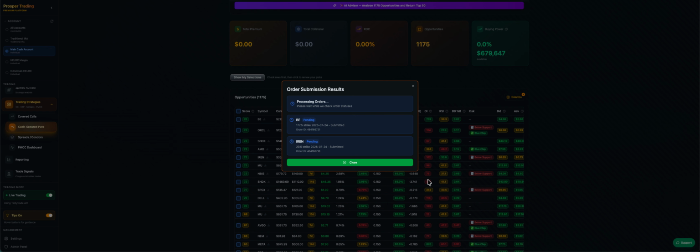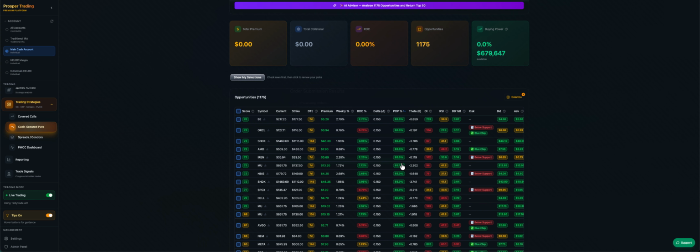Processing, and off it went. And I could see that those filled. All right, that was it. That took me about 15 minutes. That's my daily process. Sometimes I'll spend a little bit more time going through more positions, but hopefully this gives you an idea of how I use this system daily.